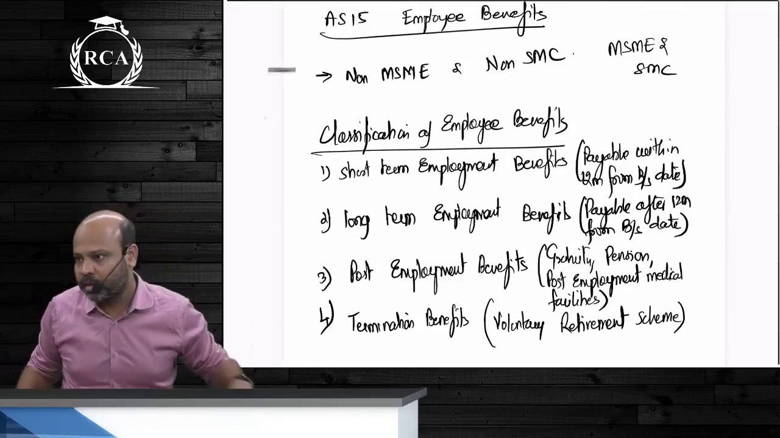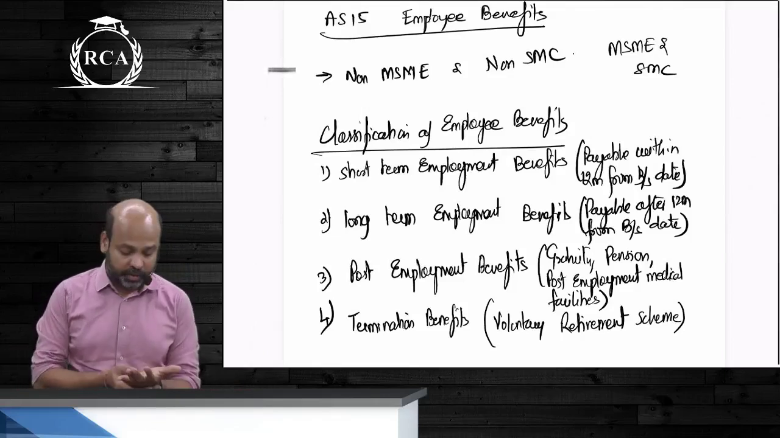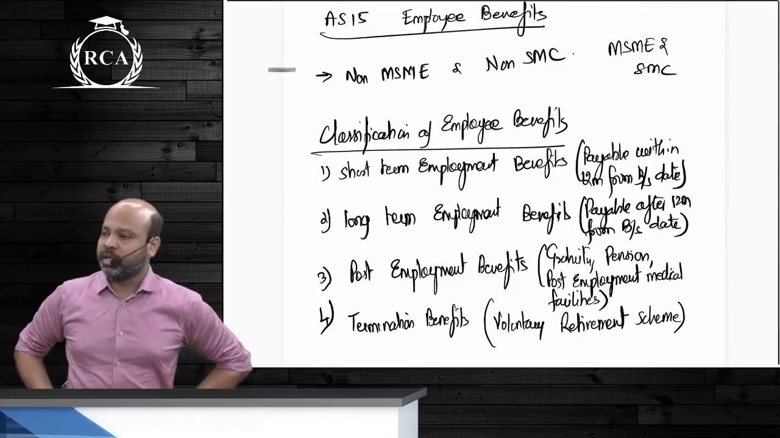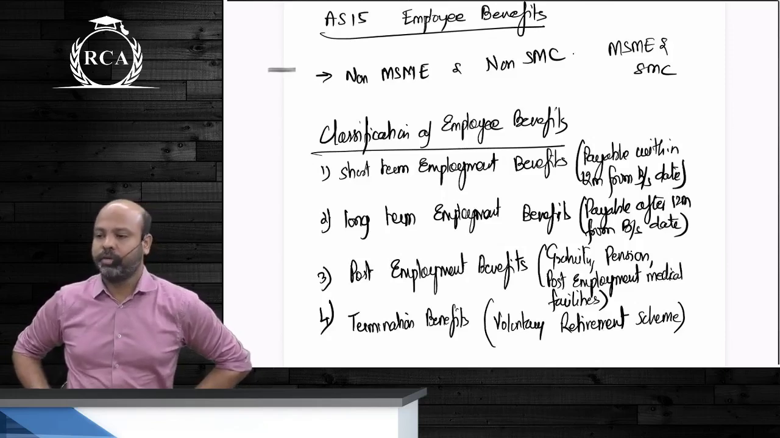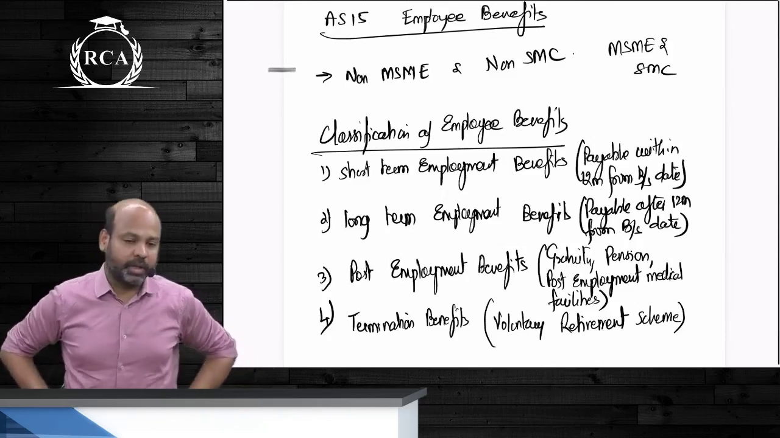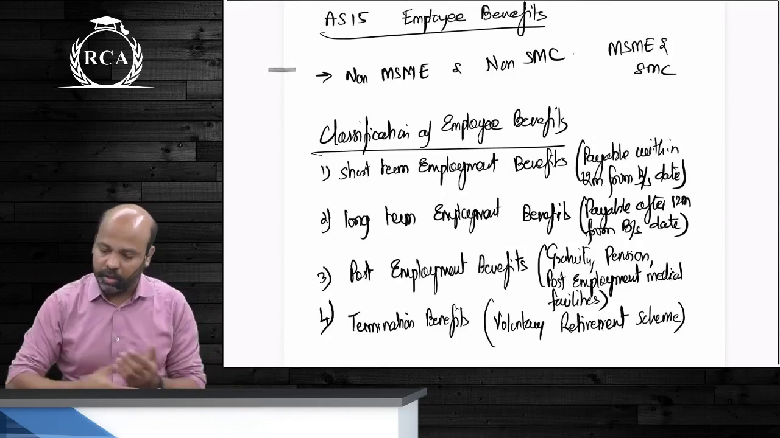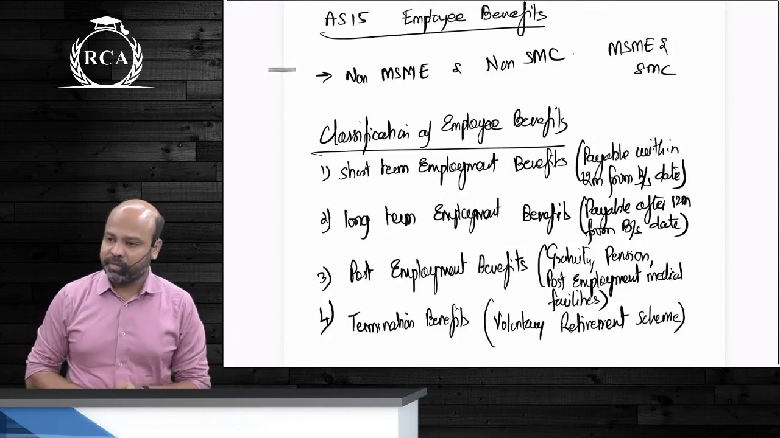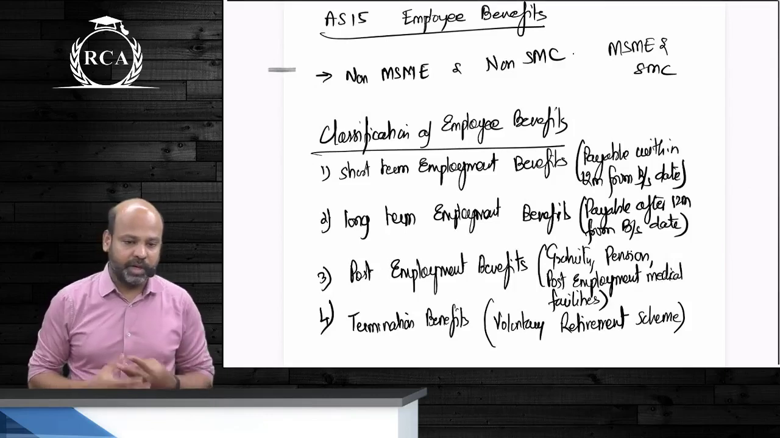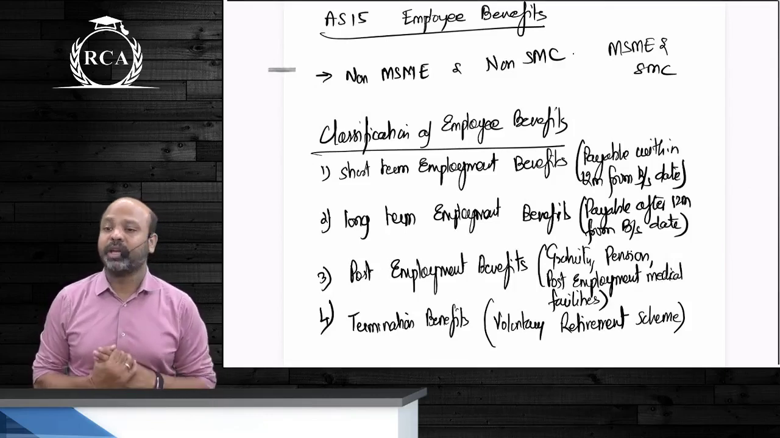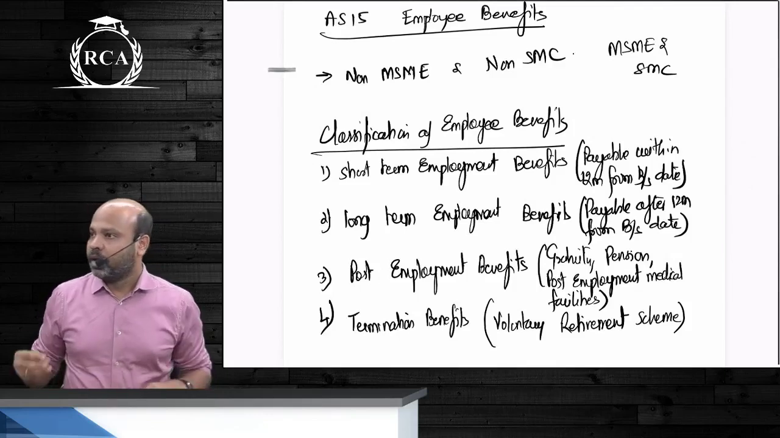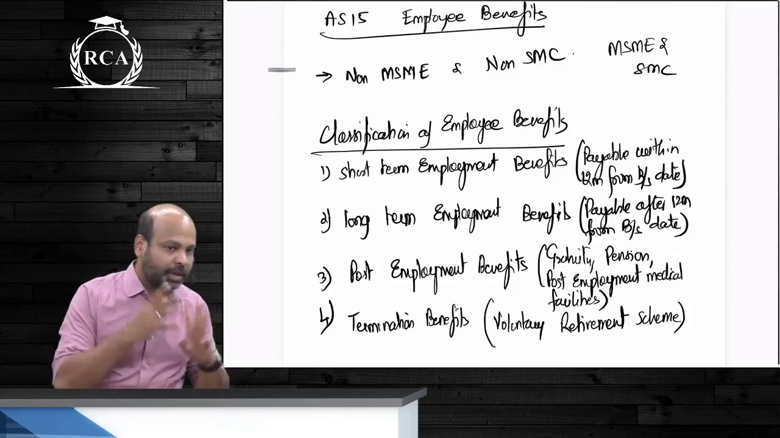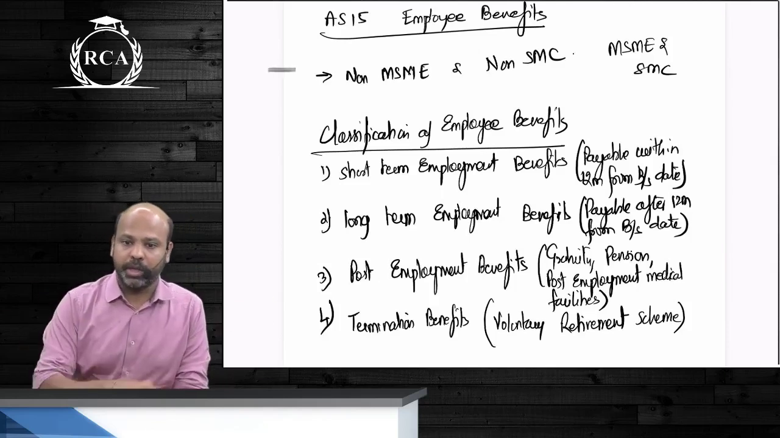Alright, guys, let's quickly revise accounting standard 15, employee benefits. This standard covers the accounting for all forms of benefits that are payable to the employees. These benefits can be in cash, can be in kind, guys. It can be wages, salaries, or any other allowance that is being given to the employees. The employees covered under this standard can be part-time, full-time, temporary, or permanent.